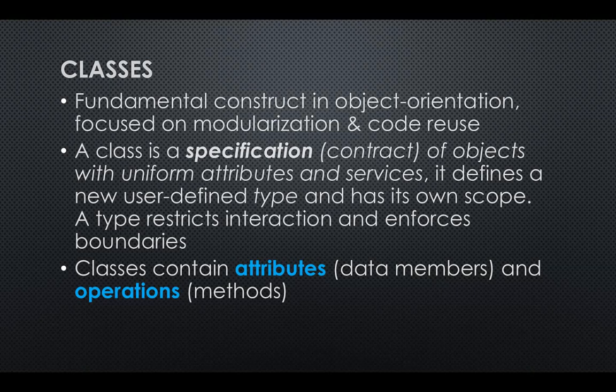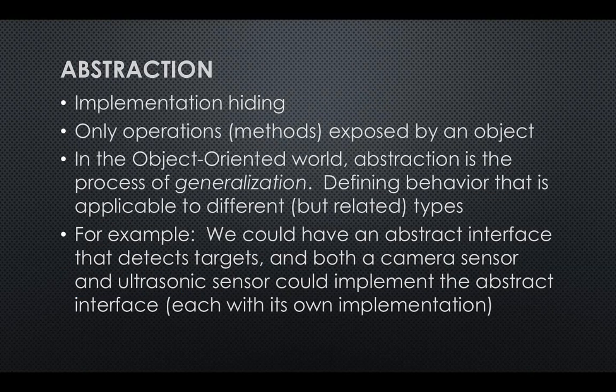So classes contain 2 major components. They contain attributes and operations. Attributes are the data members. So the set of all the attributes in an object define that particular object's state. And the operations in a class or in an object define all the behavior that you can perform on that object. So what is abstraction?